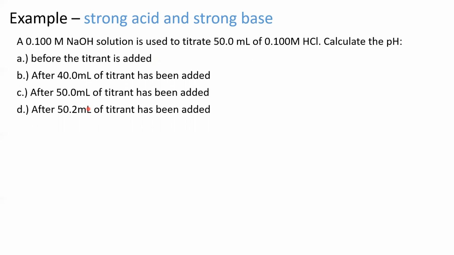Let's look at A first. Actually, let's look at the reaction first. So we have HCl. Okay, there's our hydrochloric acid. We're reacting it with sodium hydroxide. Okay, there's our base. It's a double displacement reaction. We're going to produce sodium chloride and water as our product.